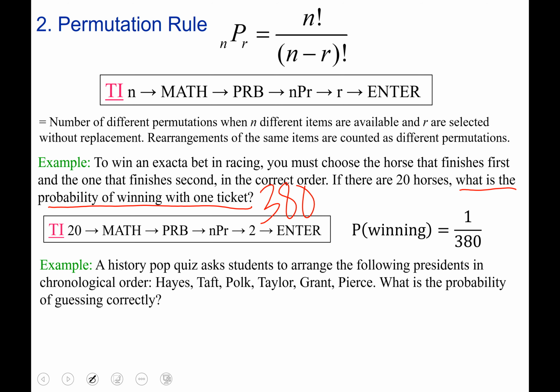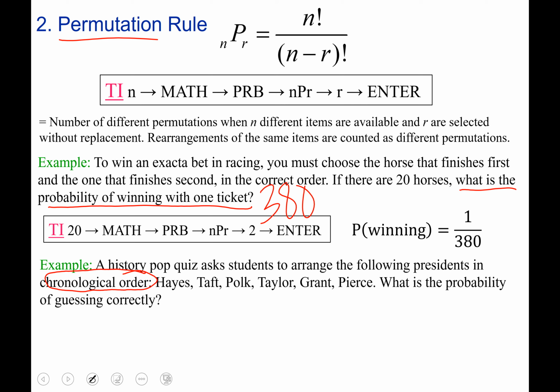Let's do another one. A history pop quiz asks students to arrange the following presidents in chronological order. There's that word again, order. I've heard a lot of people learn and teach it as order matters. If the different order matters, you're talking permutations. So, well, you have to decide if order matters.